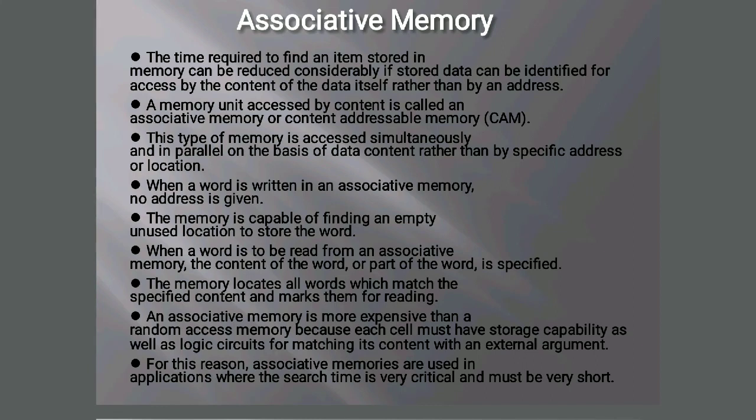This type of memory is accessed simultaneously and in parallel on the basis of data content rather than by specific address or location. When a word is written in an associative memory, no address is given. The memory is capable of finding an empty unused location to store the word. When a word is to be read from an associative memory, the content of the word, or part of the word, is specified. The memory locates all words which match the specified content and marks them for reading.